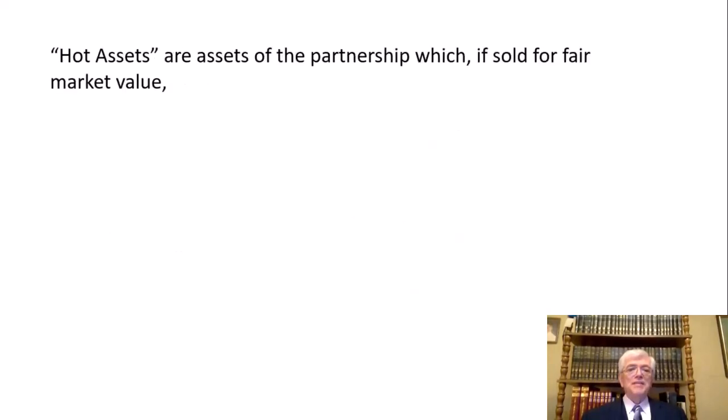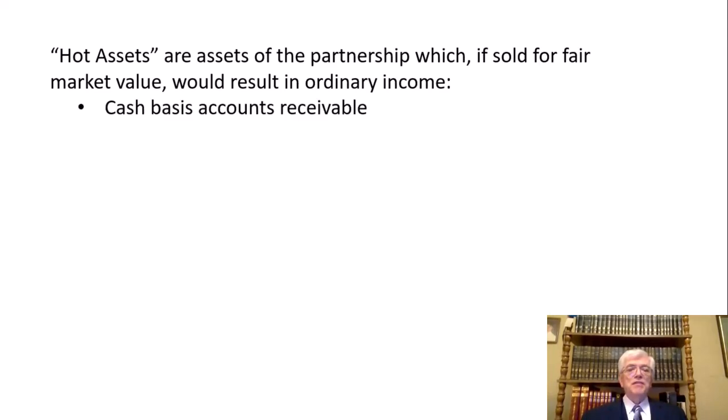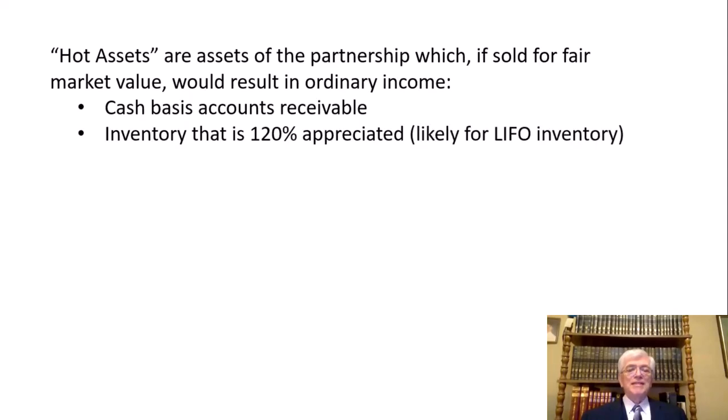Hot assets: assets of the partnership which, if sold for fair market value, would result in ordinary income. They are cash basis accounts receivable, usually with a basis of 0. So if you sold them for fair market value, you would have income, and it would be ordinary income, just as it would be if you collect the account receivable. Inventory that is 120% or more appreciated. That's likely to be the case for LIFO inventory, but of course it could be true for any type of inventory. If you sell that inventory at a gain, which is of course what you hope to do with inventory, that's ordinary income.